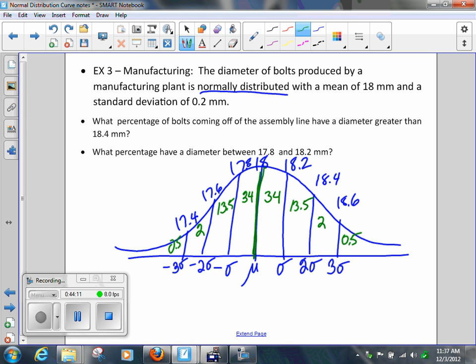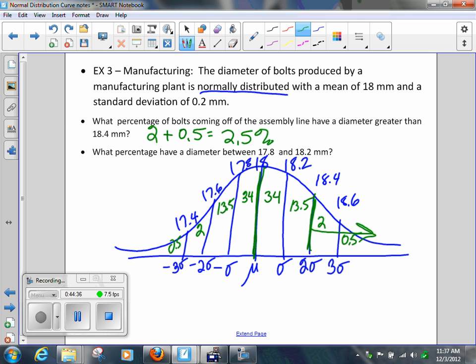What is it? 2.5%. 2 plus 0.5, which is 2.5. Do you guys agree with that? How many of you had it, hands up? Excellent. Look at the next one. Did you or did you not? I'm hoping it's a yes.